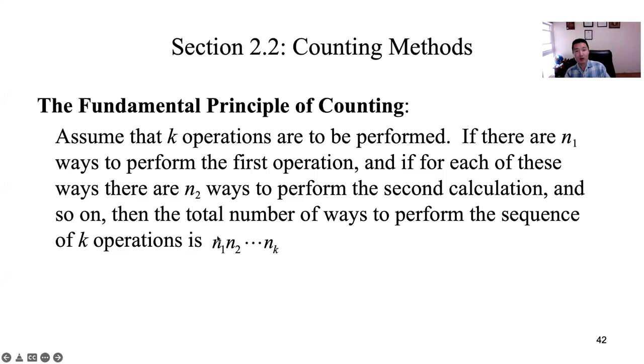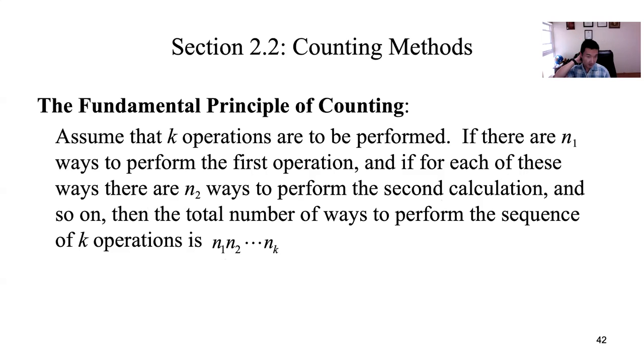The fundamental principle of counting. So assume for an experiment, we have k operations, so we have k steps. If we have n1 ways to perform the first operation, and for each of these ways, there are n2 ways to perform the second operation, not calculation, that's a typo here, and so on.